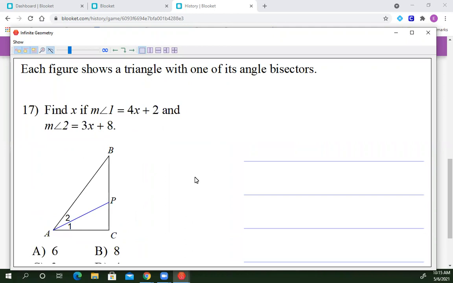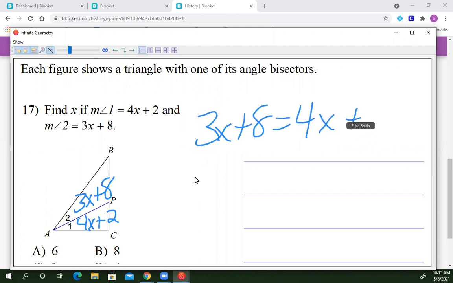All right, but we can totally do this. Angle 1 is 4x plus 2. Angle 2 is 3x plus 8. What am I supposed to do this time? What do I do with these two angles? Who can tell me what my equation is going to be? You're gonna add them together. Well, equal them. Yes, in this case, if they gave me both little angles, 1 and 2, I'm just going to set them equal to each other. 3x plus 8 just equals 4x plus 2. And now I just solve them. You are correct.